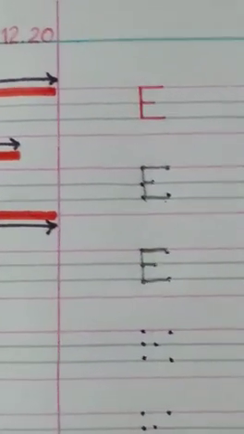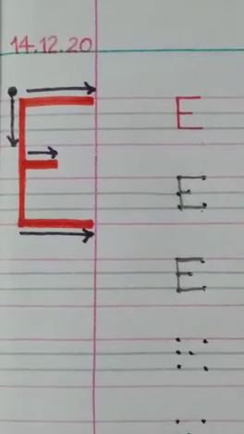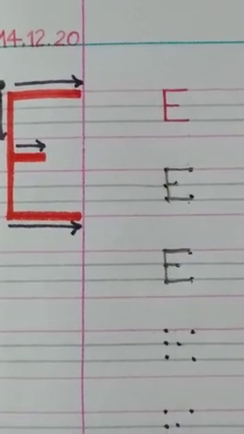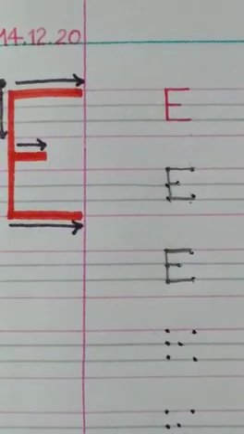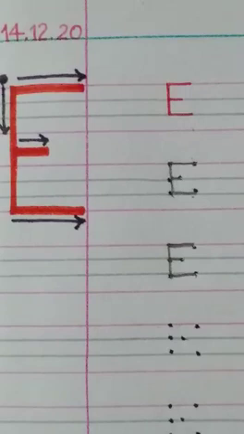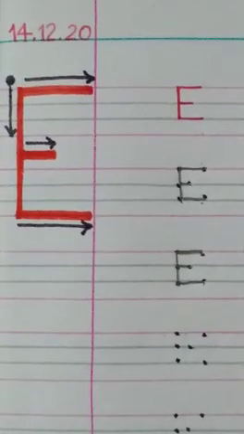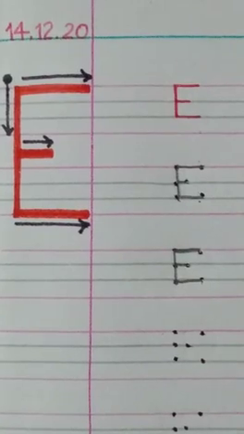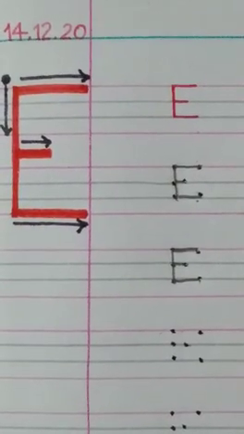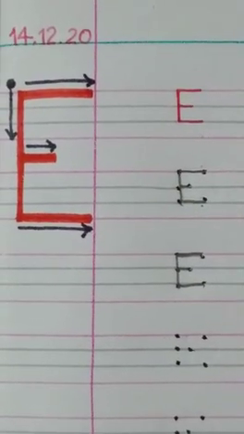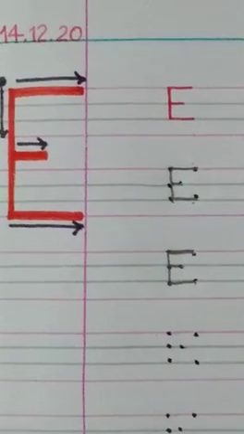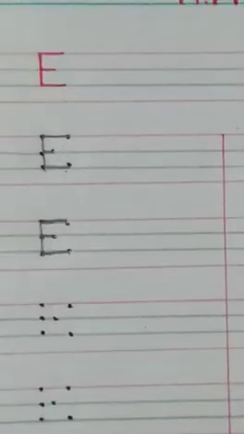So this is E, and this is so easy to write as we're not going to draw any curve or semicircle, because semicircles and curves are always difficult to draw for all of you.